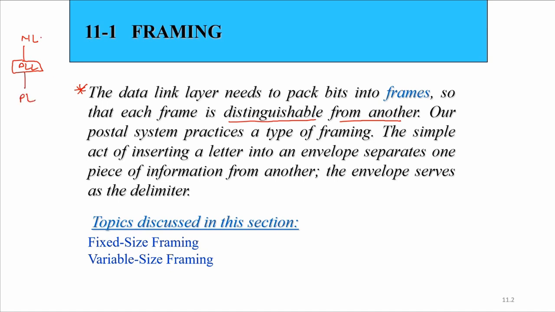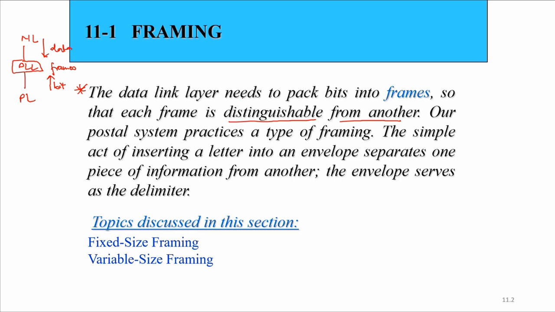Whenever data comes from the network layer to the data link layer, it converts this data into frames. While converting to frames, it adds some extra information to the data coming from the network layer. In a similar way, whatever data is coming from the physical layer, in the form of bits, it takes these bits and adds some information to make the frames. So framing is done by the DLL, that is, the data link layer.